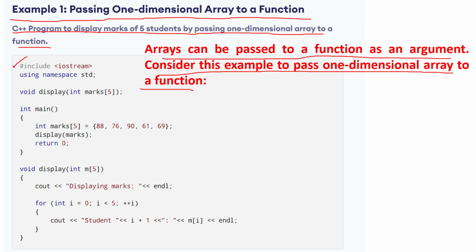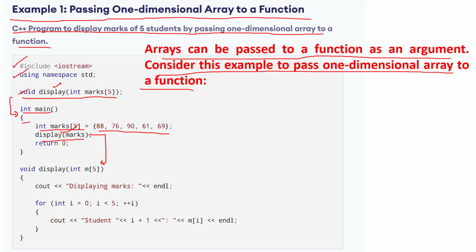Hash include input output stream, using namespace std. So we are defining the main program before the user defined function, so we are giving the variable definition first. So we have void display as the function name, integer marks 5. After the execution of 1, 2 and 3, the control will come to the integer main, with simple brackets, curly brackets, integer marks 5. They defined already the 5 marks, display marks. So this is a user defined function. The control will jump here.